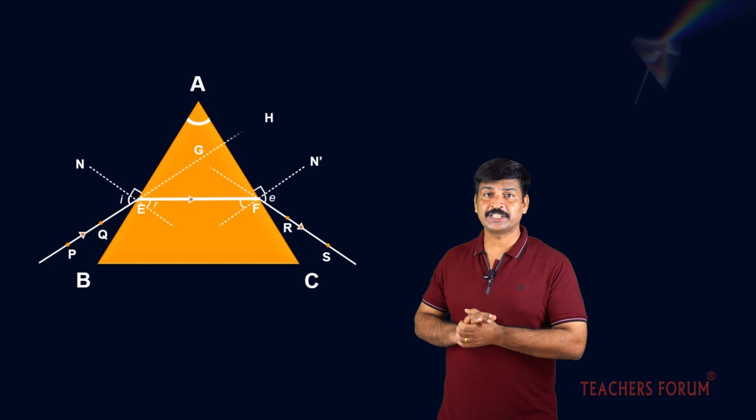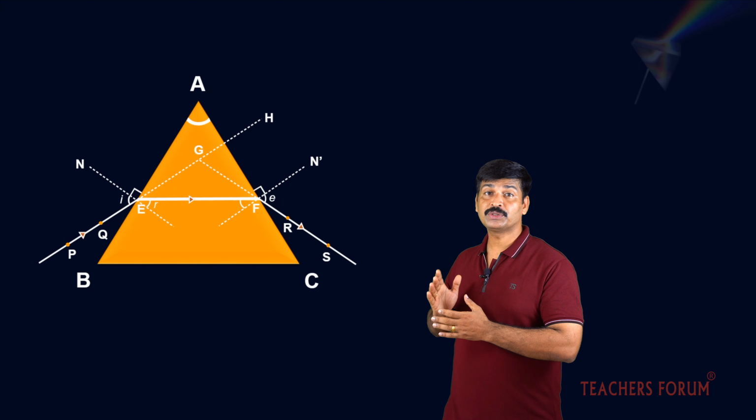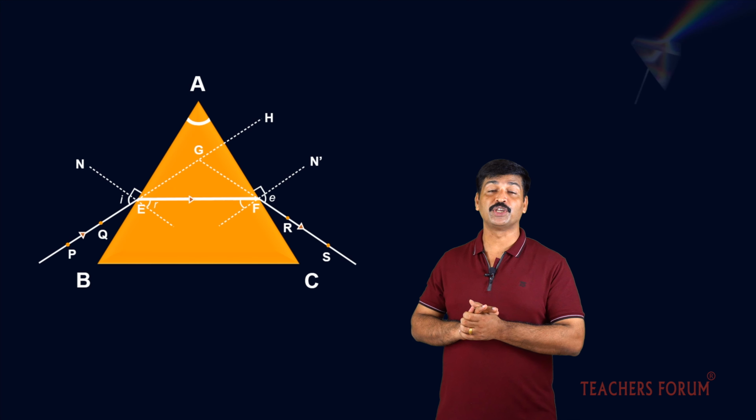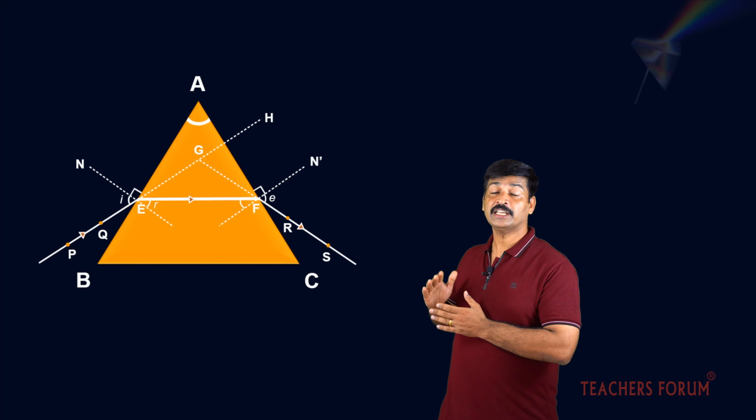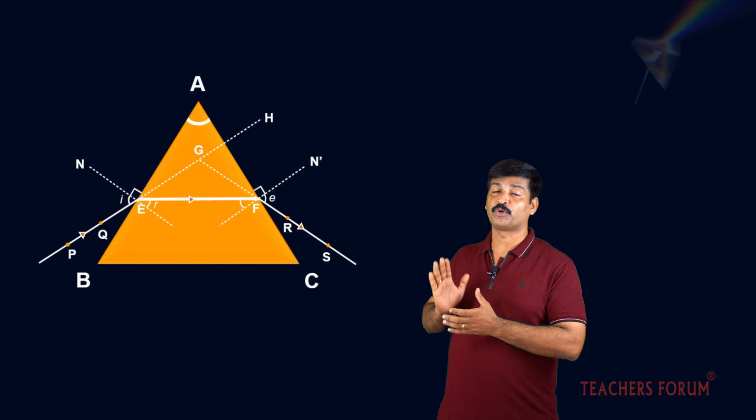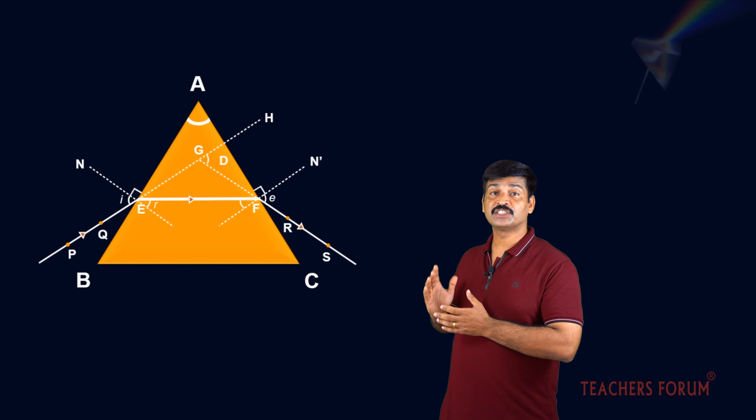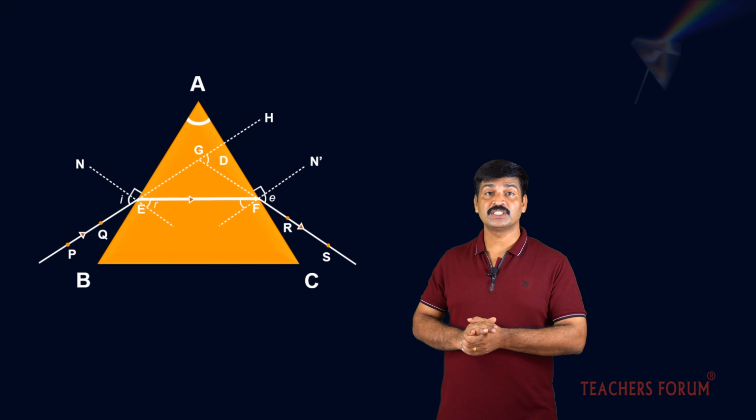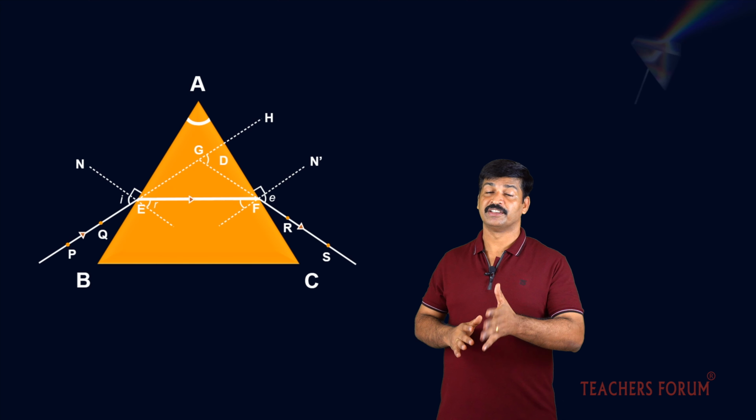Now if you extend the incident ray PQ, and also extend the emergent ray, the emergent ray will meet the incident ray at a point. The angle formed between the emergent ray and the incident ray is known as the angle of deviation.